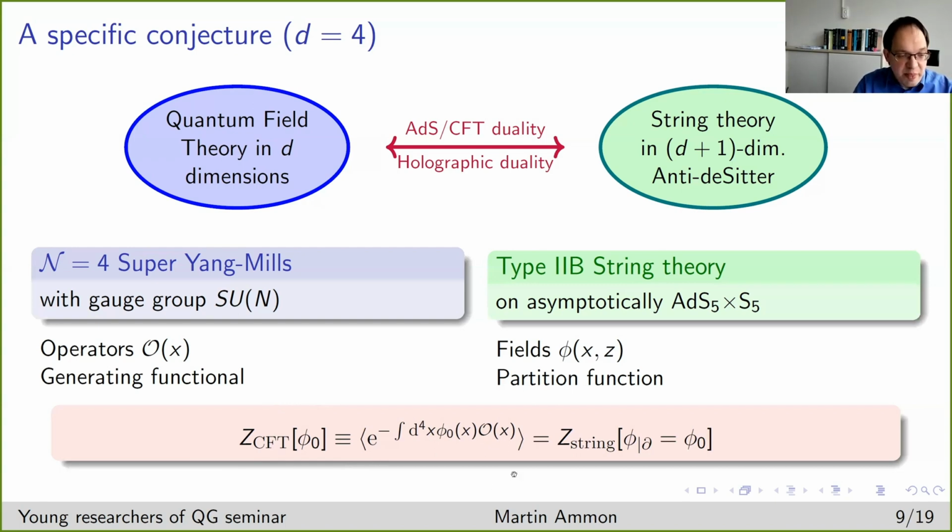On the other hand side, we have string theory, and in terms of a kind of string field theory, we can think of having here a partition function, Z_string, where the fields phi on the string theory, so the string theory lives in AdS5, or asymptotically AdS5, and asymptotically AdS5 has a boundary, a conformal boundary. And at the conformal boundary, these fields phi should take these values phi 0, which are precisely the sources in my dual quantum field theory.